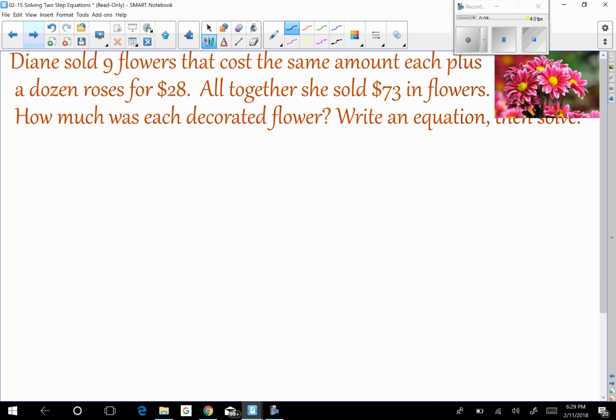Okay. Diane sold 9 flowers that cost the same amount each, plus a dozen roses for $28. Altogether, she sold $73 in flowers. How much was each decorated flower? So those are those 9 flowers up there. So we have the 9 decorated flowers that cost the same amount. We don't know how much they cost, so we're going to say 9 F for flowers. And then plus, because it says plus, a dozen roses for 28, so plus 28. And that was equal to a total of $73.